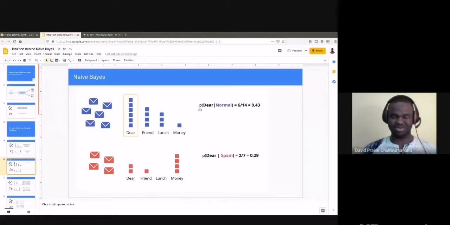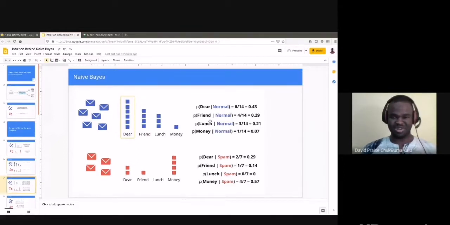We could calculate what's the probability that we got the word dear given it's from a normal message. So we have 6 (1, 2, 3, 4, 5, 6) divided by the total number of word count, and that's 0.43. And as well, we do the same thing for the probability that the word is dear given that it's from a spam message, and that's 2 divided by 7.